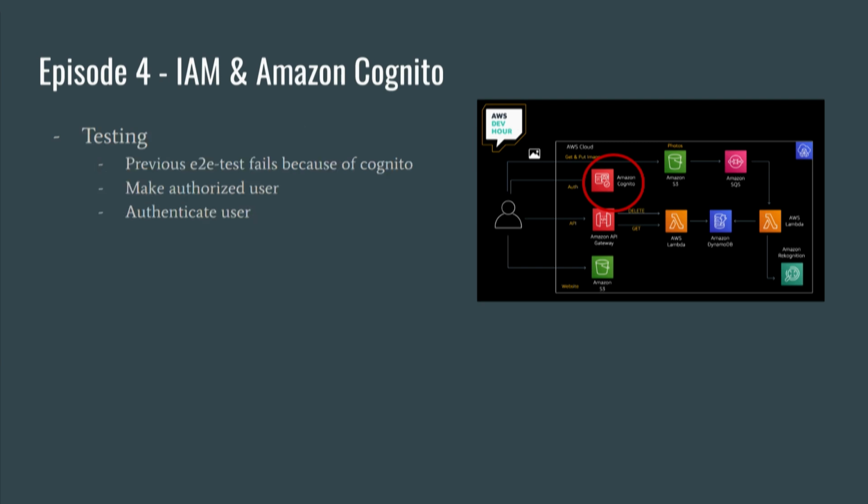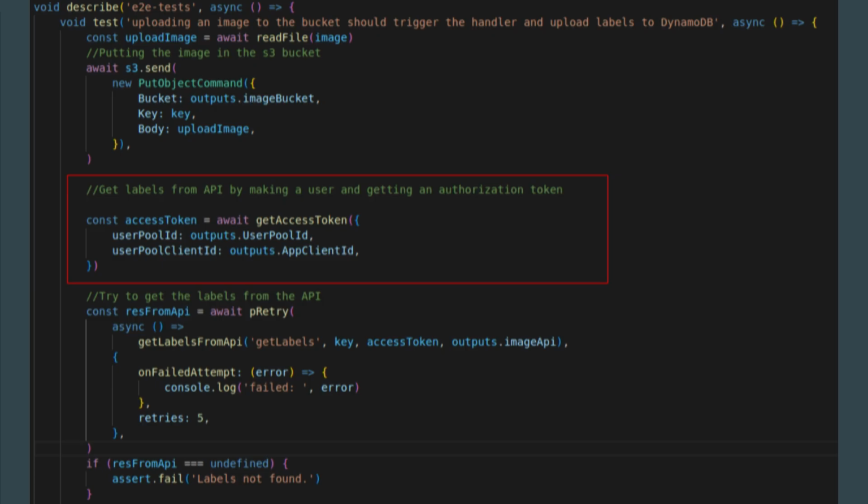So for testing, the previous test failed now because I'm not able to call the API just as me. So I needed to make an authorized user and then authenticate that user. You can see the end-to-end test here. I made a function that will give me an access token, which is basically a file with around 100 lines with 4 or 5 different steps that you need to go through. Make user authenticated, start a session, I think you need to change password, just some different steps. But otherwise, the end-to-end test is the same.